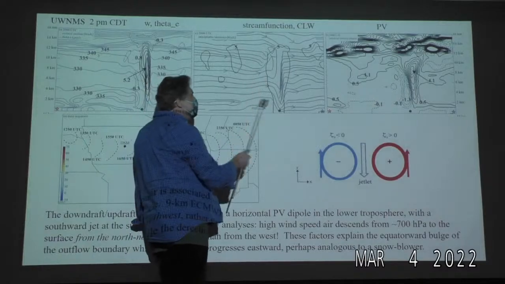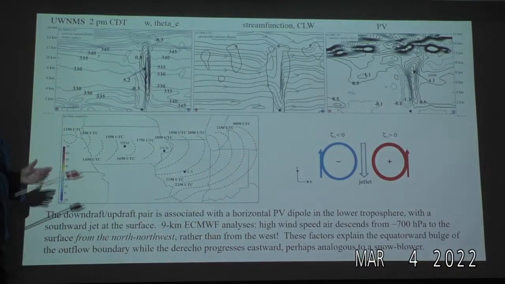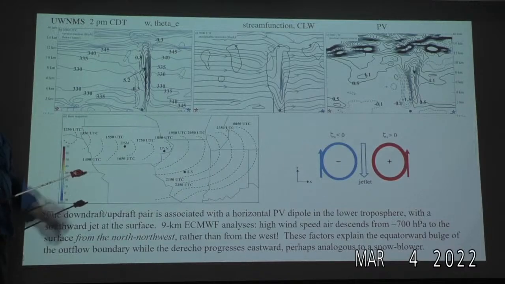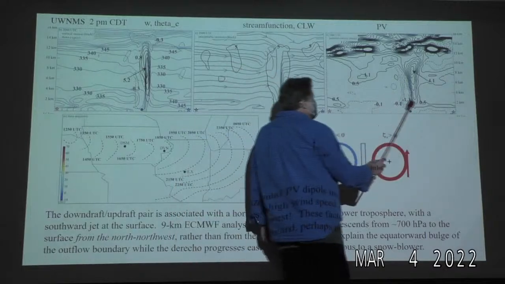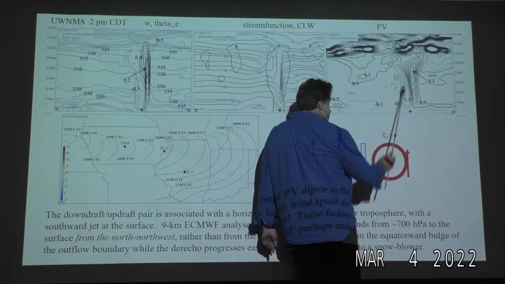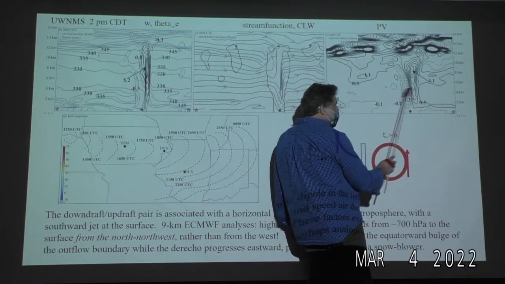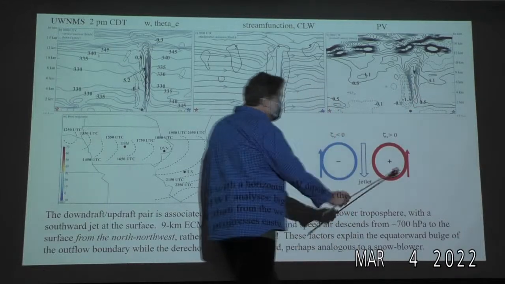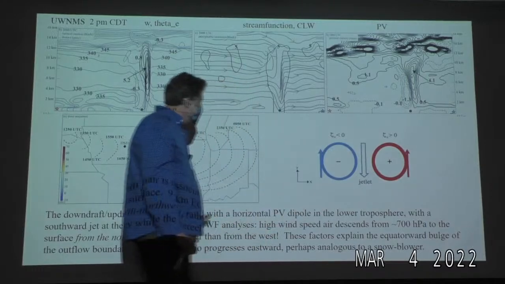But the winds here are from the north, and the momentum, the zonal momentum, is actually higher just to the north than to the west. So then here's an interesting aspect, is that the updraft is associated with a positive PV anomaly and the downdraft with a negative PV anomaly. So you have this forward-backward horizontal PV dipole in the lower troposphere. It looks like this. What do you have in between? Well, you have to have a southward jet.